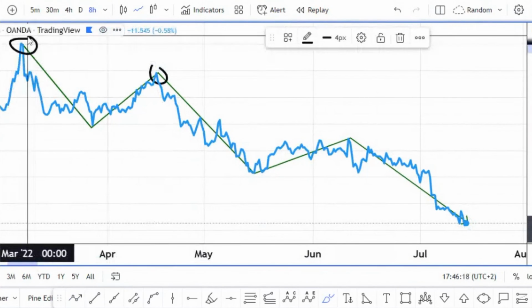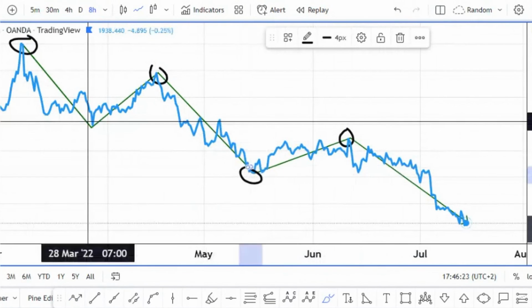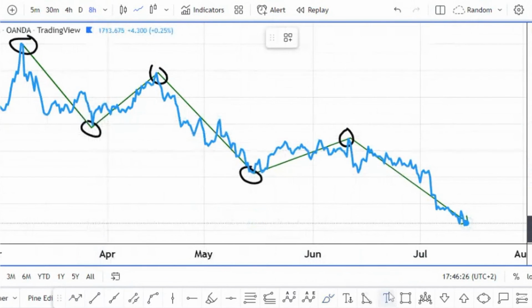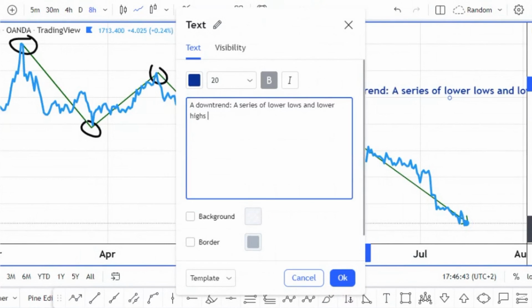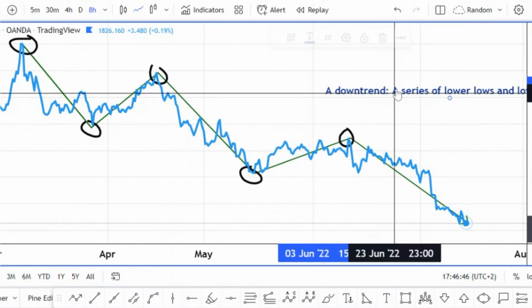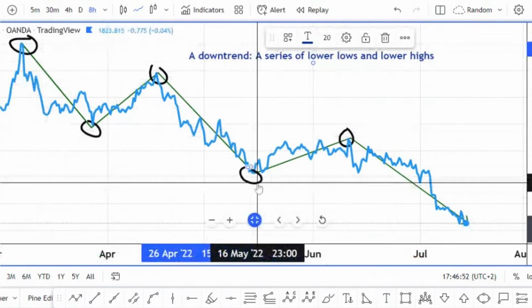Higher highs and higher lows make an uptrend. Here, because it's the opposite direction, we're talking about a downtrend. So it's a series of lower lows and lower highs. Not sure if I got this right, I believe I was saying it wrong. However, a downtrend is a series of lower lows and lower highs. We have here a lower high and a lower low.